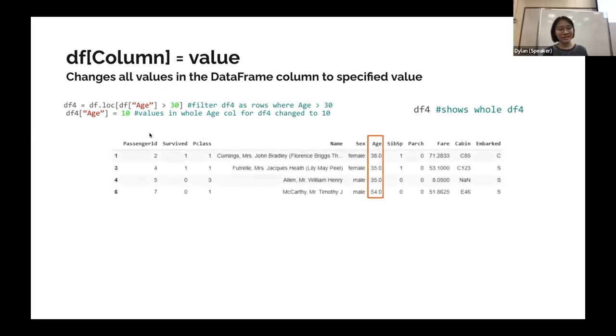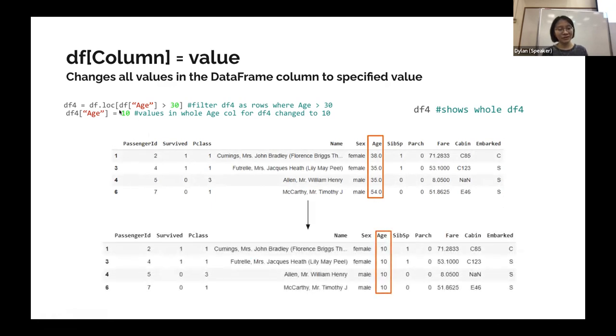So what happens here is that Pandas, after reading the first line, will find these four rows where age is more than 30. And then after that, when you reference this whole column equals to 10, the whole column will be changed to age 10. But the usefulness in this context may not be that great, because if I wanted to find the average age of the passengers on the Titanic, I might be reducing the age of a couple of passengers and it will be presenting inaccurate information.